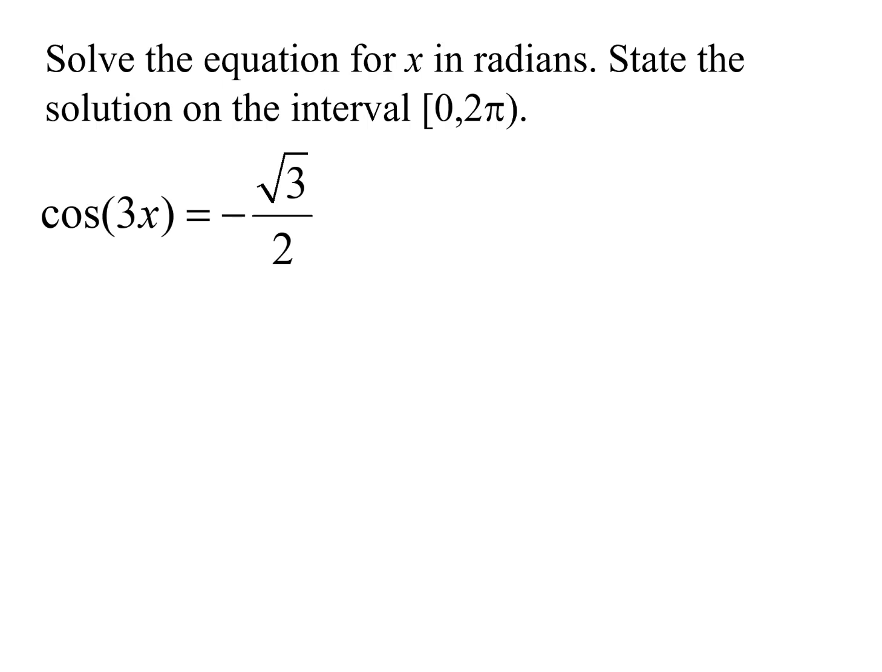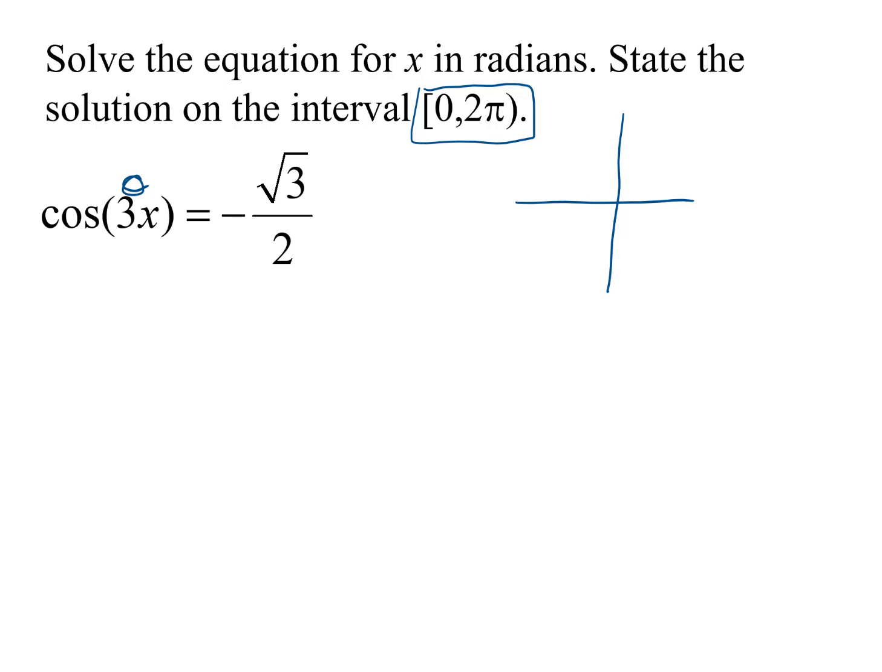Okay, we want to solve this equation for x in radians and state the solution on the interval from 0 to 2 pi. Okay, I'm actually going to call this angle theta for a minute. And so this is asking, when is the cosine of some angle theta equal to negative square root 3 over 2? So I'm going to think of the unit circle.